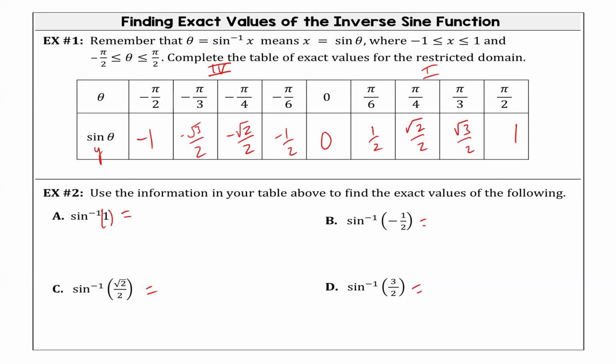For this one, it should be sine inverse of square root of 3 over 2. Okay, so the sine inverse of -1/2 would be what?